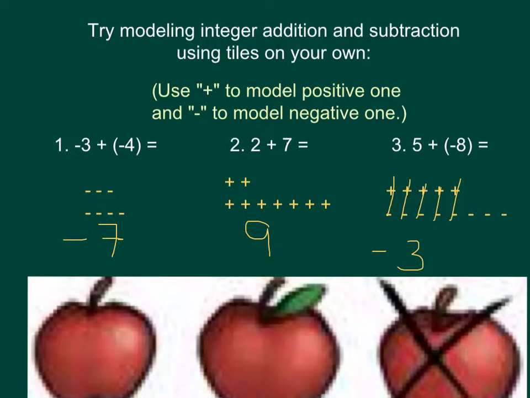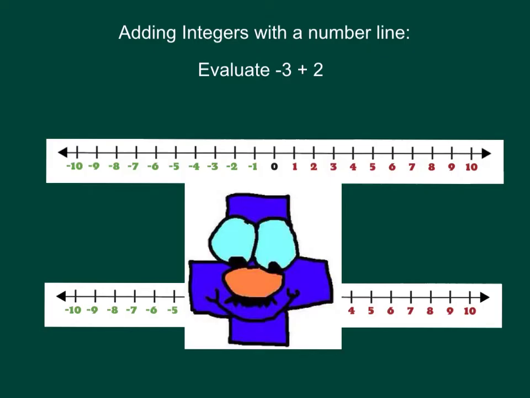With the last example, we start with 5 positives, and we're adding 8 negatives to it. This creates 5 zero pairs that cancel each other out, so we cross them out and they go away. We are left with 3 negatives, so therefore our answer is -3.